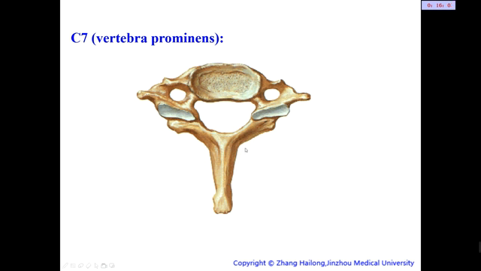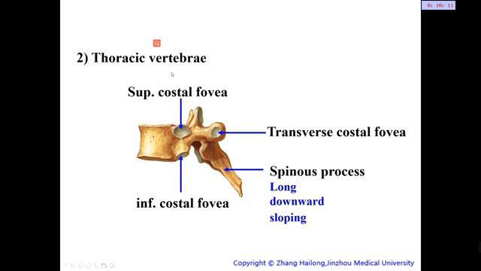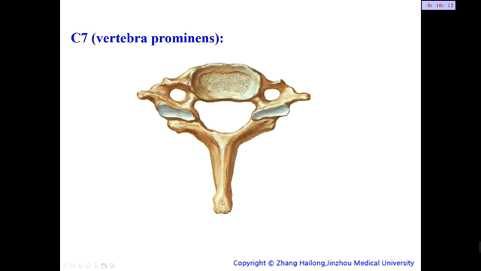And this one is a special bone, C7, the seventh cervical vertebra. This vertebra has another name, vertebral prominence, because the spinous process is very long. Now, please do a position.